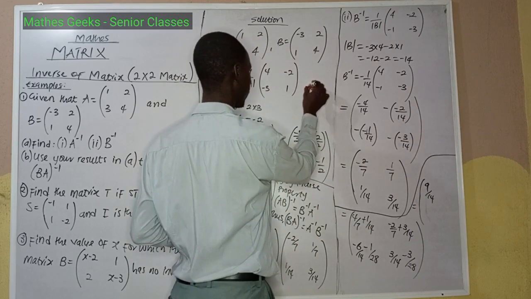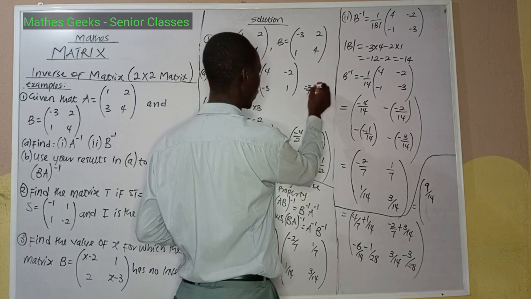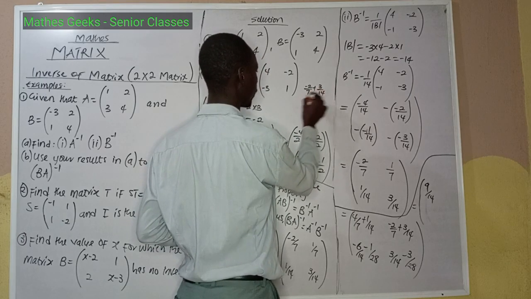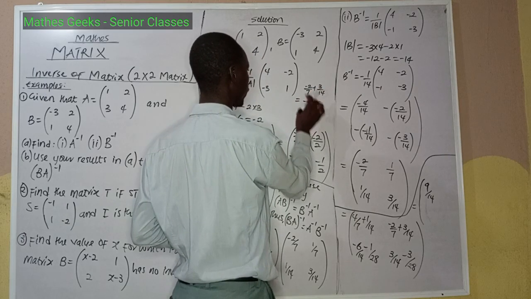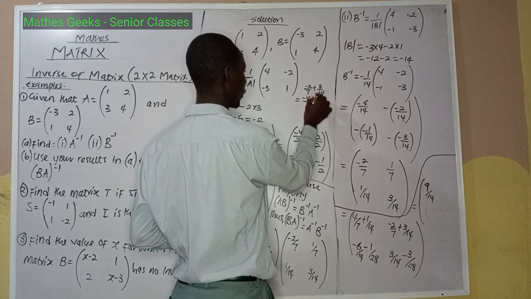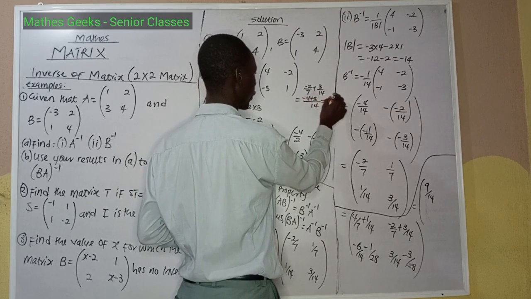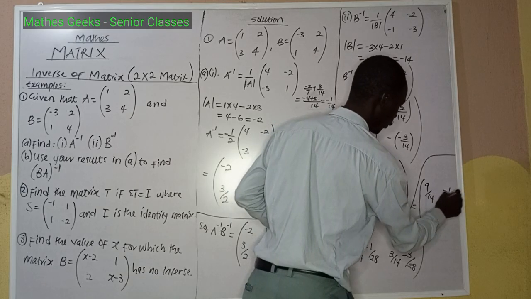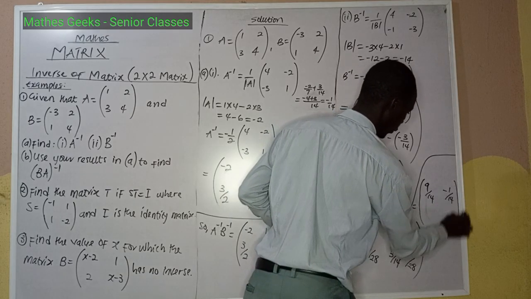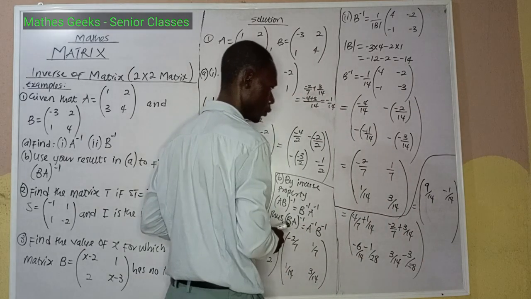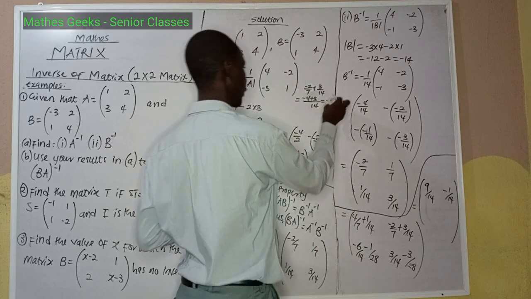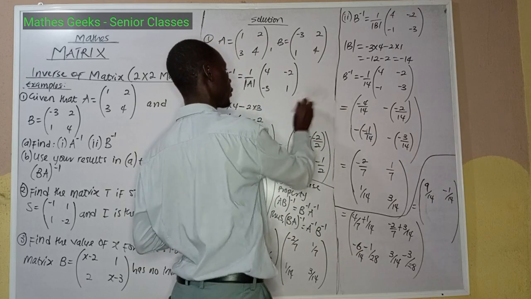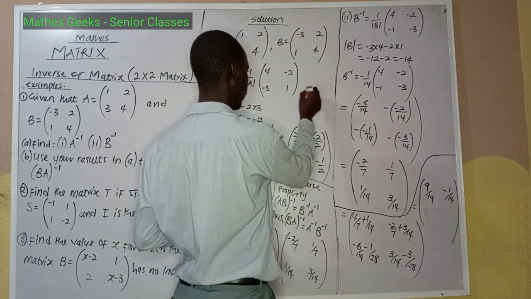Minus 2 over 7, plus 3 over 14. That's 14 minus 4 plus 3, which equals minus 1 over 14. Minus 1 over 14. Minus 6 over 14.